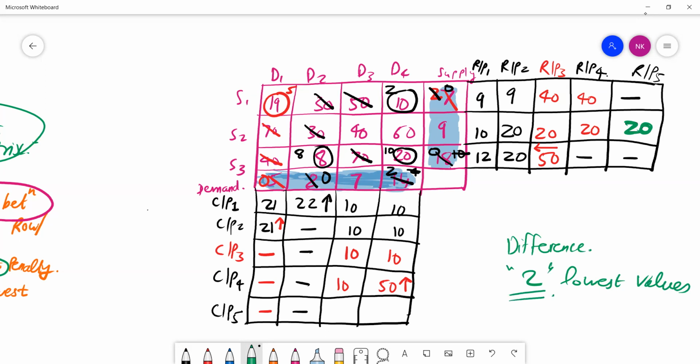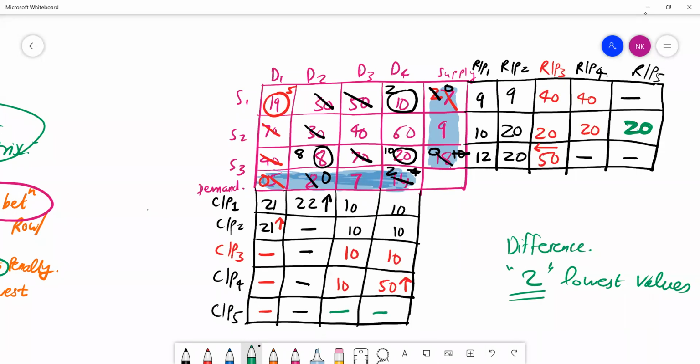Now, for that, we need to have two values. Without two values, how can we take the difference between the two lowest values? Over here only we have a single value. So this particular column will also not take part in the iteration. So what we are doing, we are putting a dash over here. The fourth column, again, won't take part in the next iteration. Why? Because it has only one value. So put a dash over here.